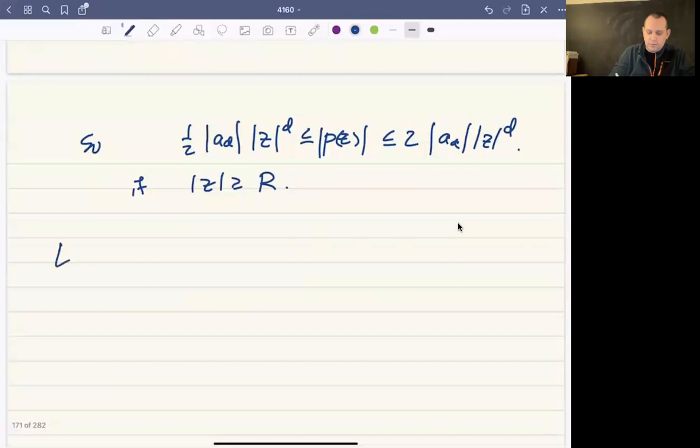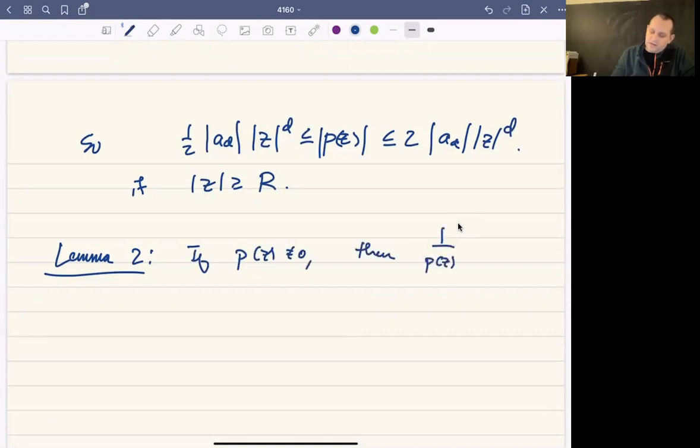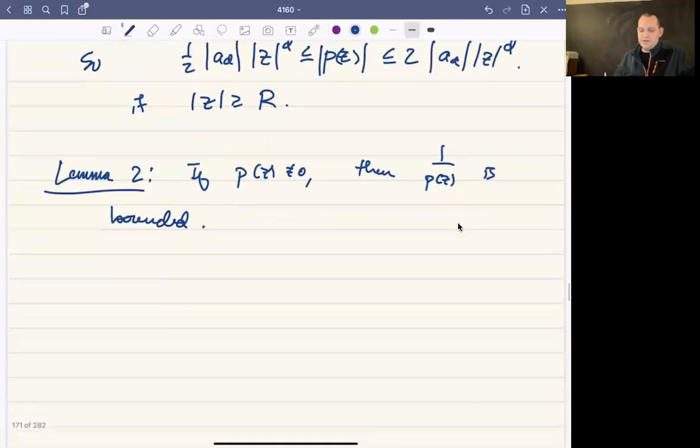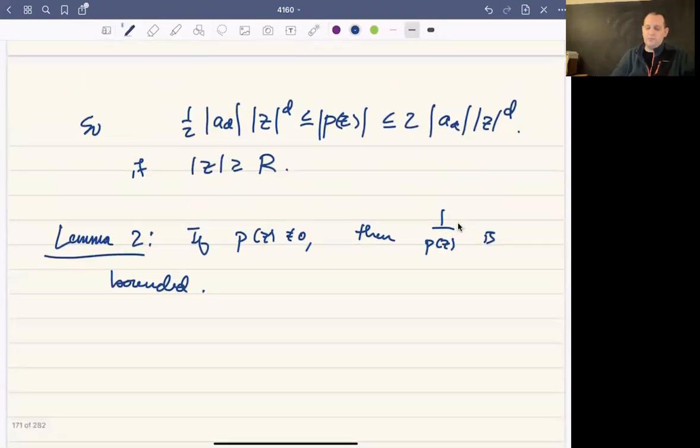Now, lemma 2 says that, well, if p of z is not equal to 0, then 1 over p of z is bounded. Okay, and we're going to break this up into 2 parts. So if p of z is not equal to 0, actually we don't even need this hypothesis for what I'm going to say now. But it turns out that no matter what value p of z is, 1 over p of z is going to be bounded by the previous lemma.